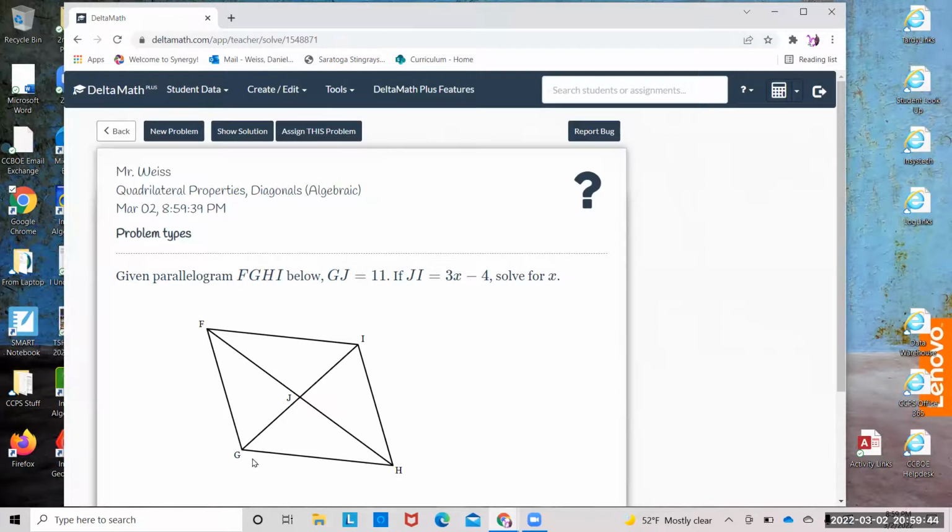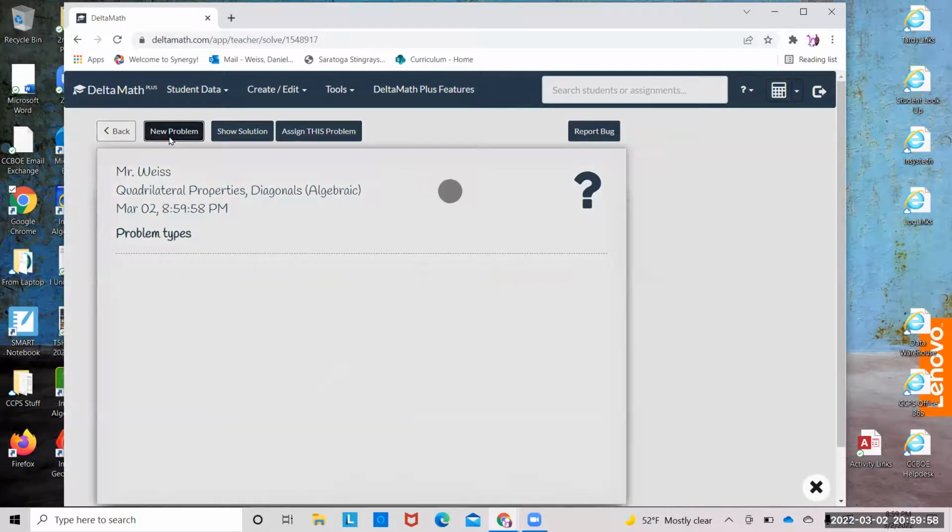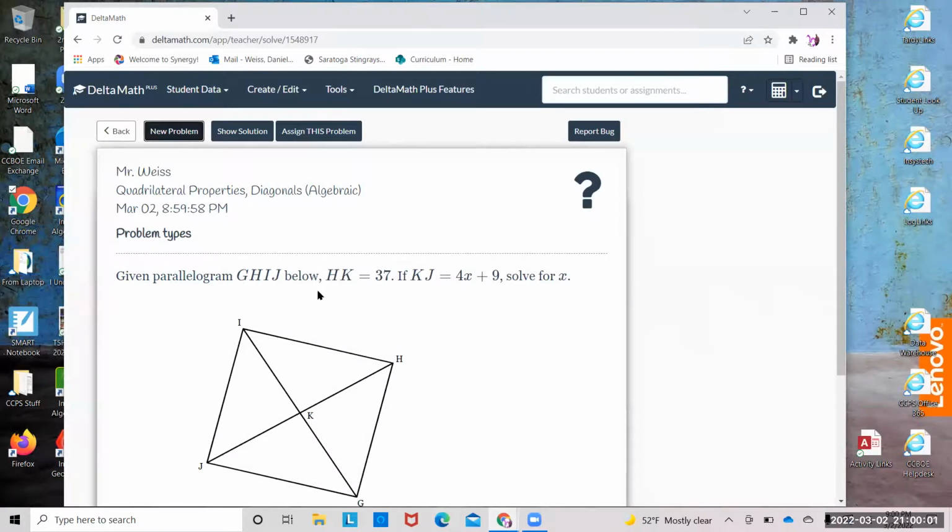GJ, this guy here equals 11. JI equals 3x minus 4. These two are equal. So 11 equals 3x minus 4. Solve for x. HK is 37. KJ is 4x plus 9. They're equal. Solve for x.